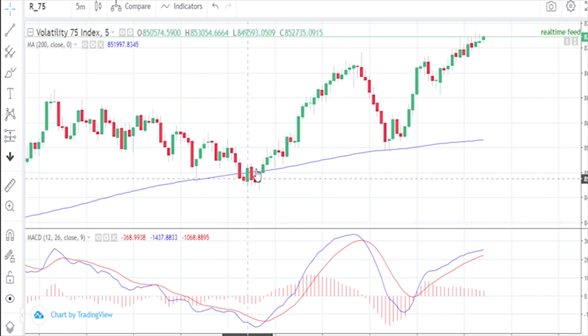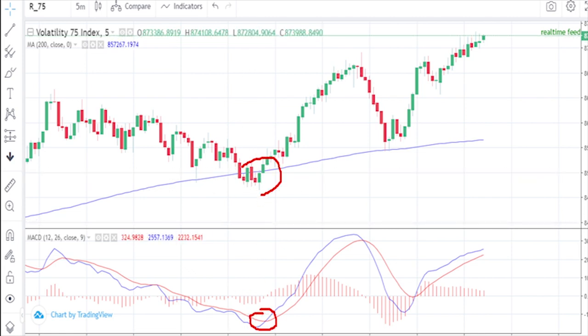So if you can see this, when the market crossed right here, going in the same direction of the long-term trend, there was an opportunity to make money. And also here, the market was turning, going into the long-term trend, and the MACD crossed, showing us that there is a huge opportunity to make money.